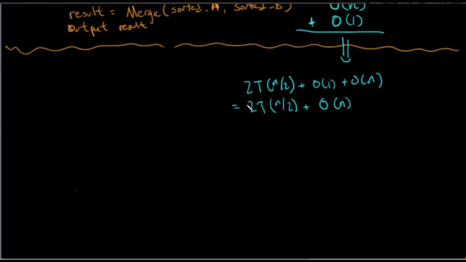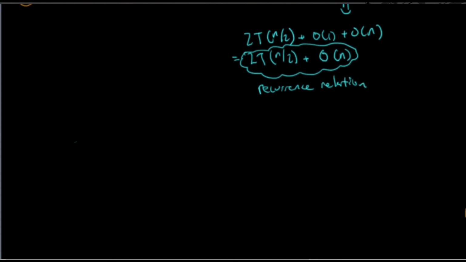And so this right here is our recurrence relation for Mergesort. Just to write it out, the runtime for Mergesort is the exact same as the runtime of doing Mergesort twice on arrays of half the input size plus some linear amount of work. And we're going to go ahead and analyze this in the next video.